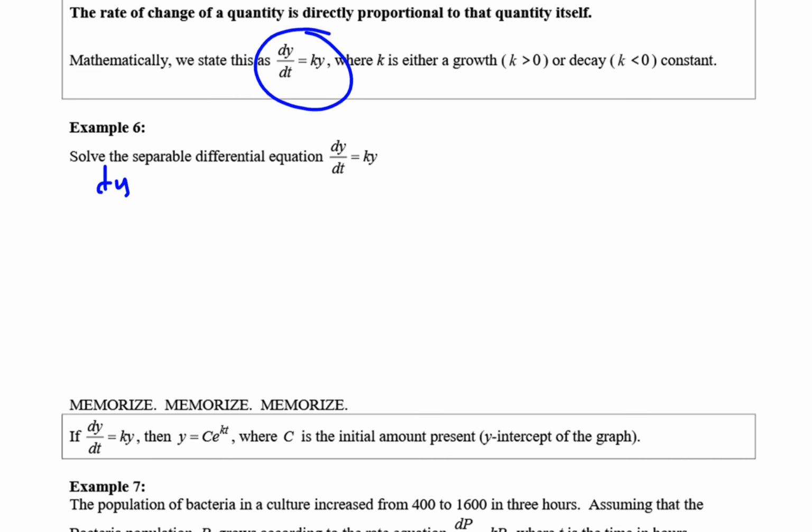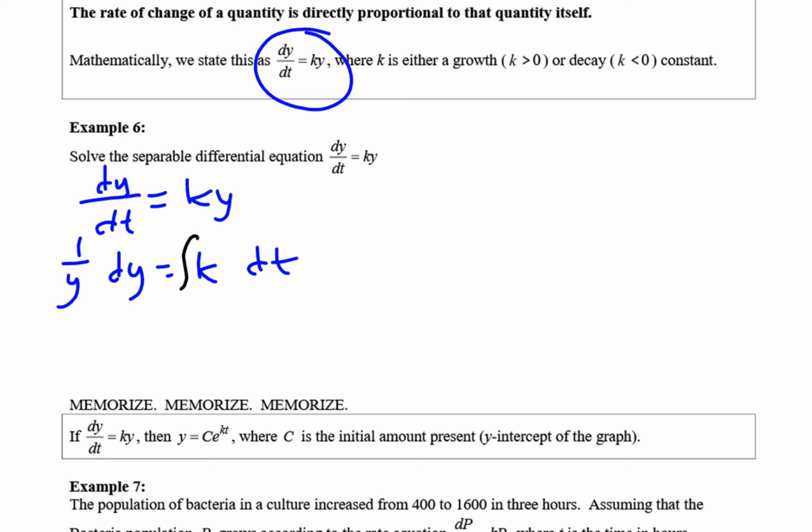So we're going to solve this by separating the variables. We notice we don't have a t as a variable, but we do have a k, which is a constant. So we're going to move that y over to put that with dy, and then we have k dt. We're going to go ahead and integrate both sides. Now remember, 1 over y, the antiderivative of that is ln of absolute value of y, and then we would have kt plus c.